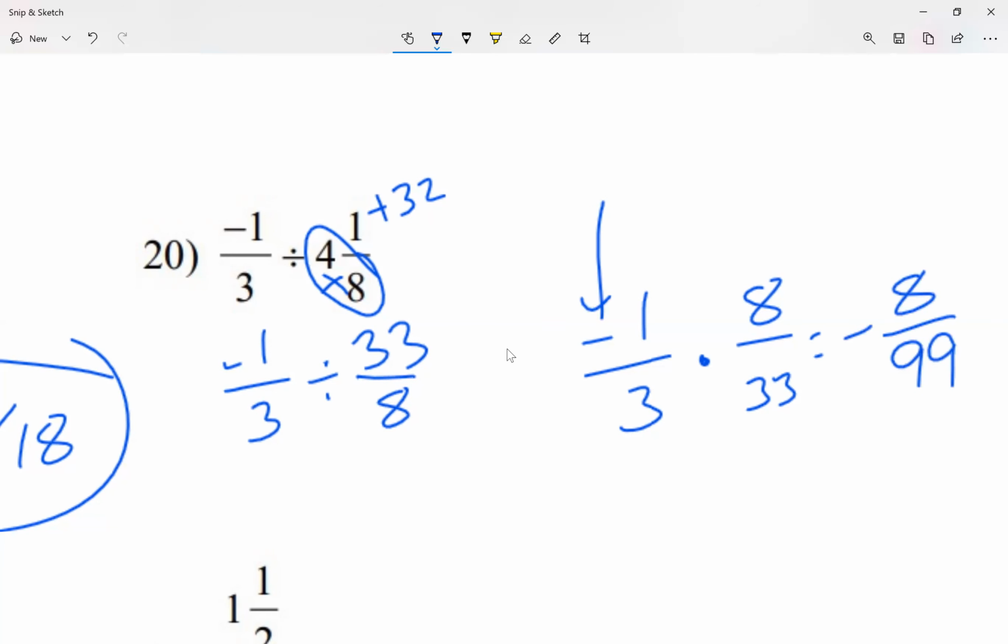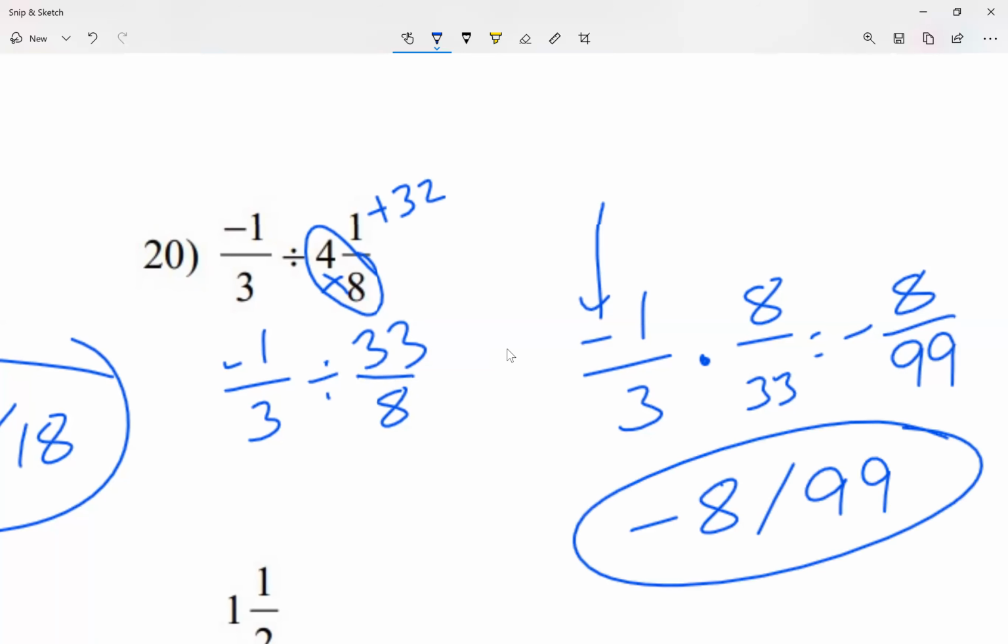How am I going to type this? -8 over 99. Notice I use the backslash for the fraction. You don't have to put a space between the negative and the 8. Your fraction is negative.